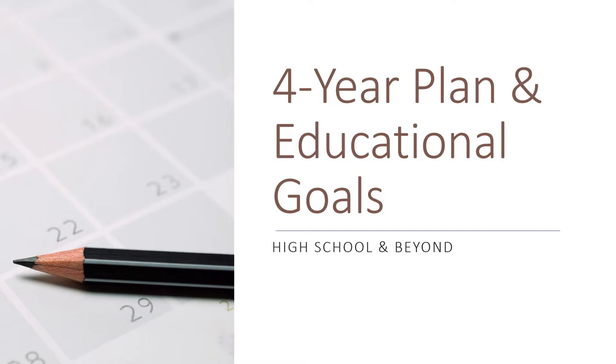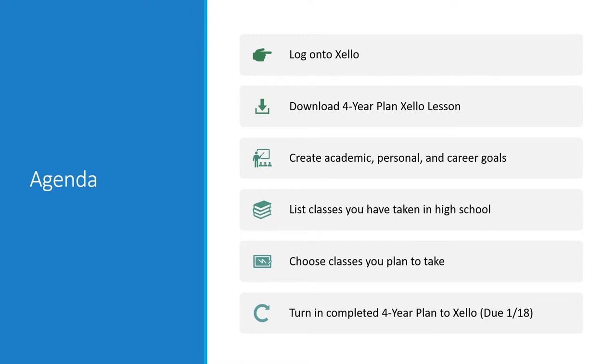So for today, you're going to log on to Zello, download the four-year plan and educational goals Zello lesson, create academic, personal, and career goals, list the classes that you've taken in high school, and also choose classes that you plan to take, and turn in the completed four-year plan to Zello, but this won't be due until the time that registration is due, so that will be January 18th.